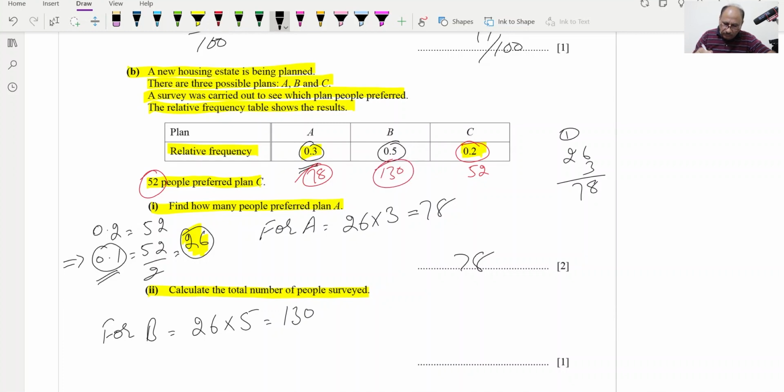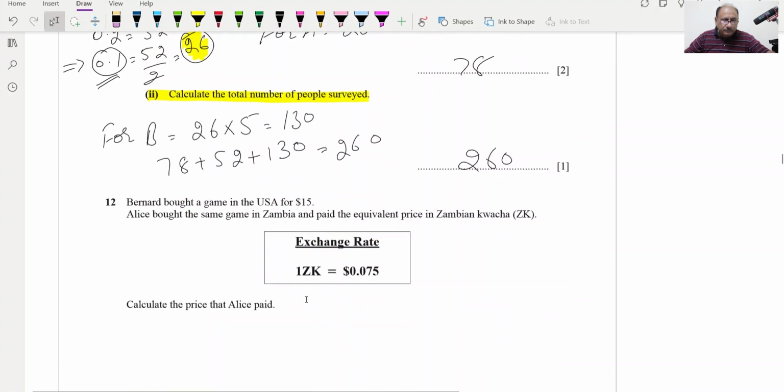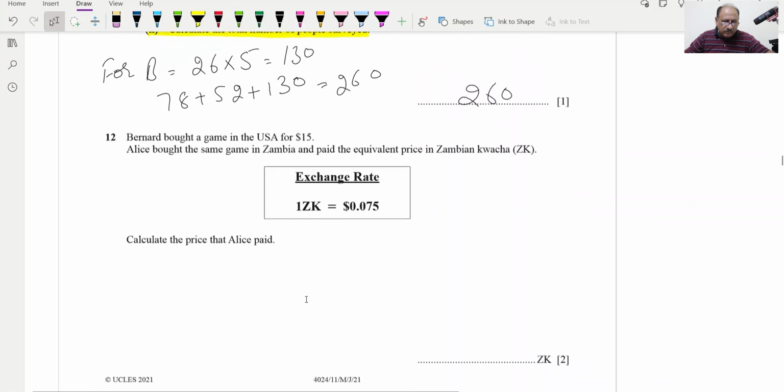Now we'll have to add 78 plus 52 plus 130. So these three numbers we will be adding, and this will add up to 0, and this will be 6 and then 2. So 260. So this will be the 1 mark question which we have answered. Now we can move to question number 2.